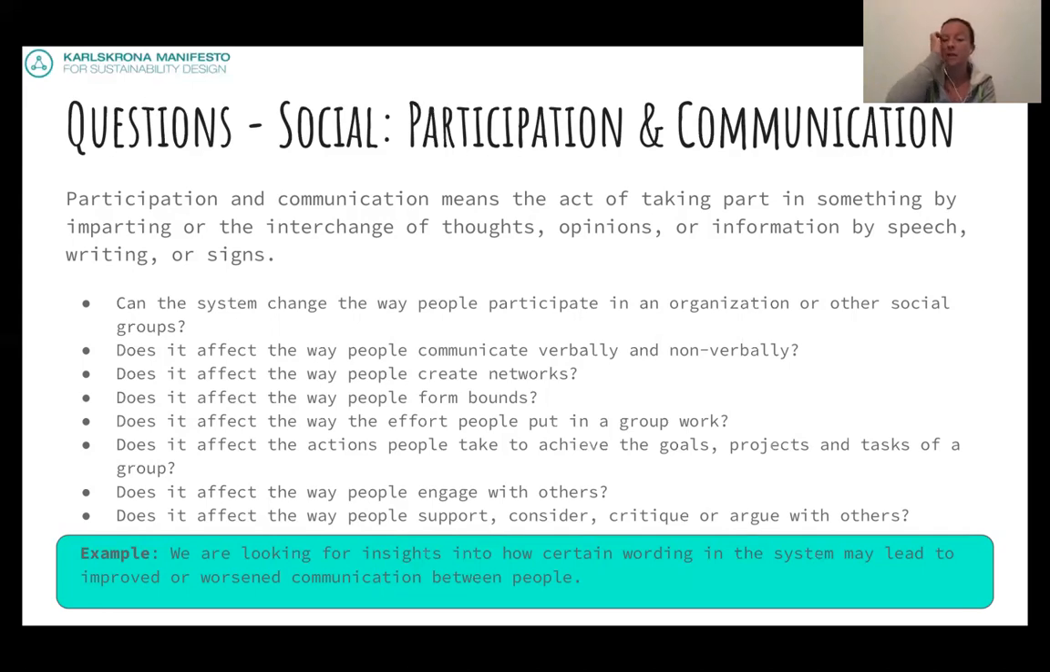Does it affect the effort people put in group work? Does it affect the actions people take to achieve the goals, projects, and tasks of a group? Does it affect the way people engage with others? Or the way people support, consider, critique, or argue with others? So here we're essentially looking for insights into how certain wording in the system may lead to improved or worsened communication in between people.